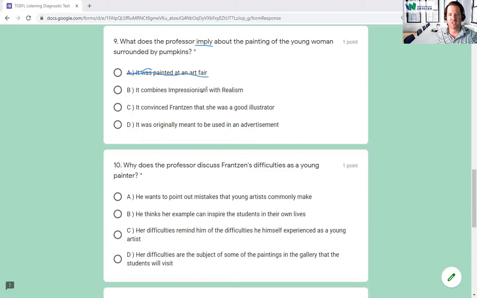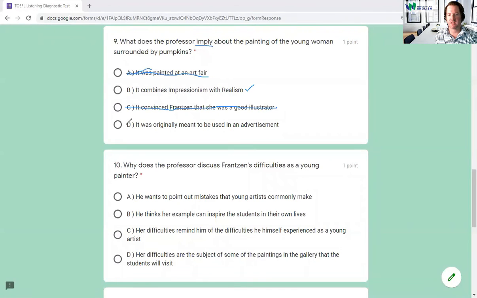It combines Impressionism with Realism. Yeah, this one they mentioned different aspects, right? So realism in the face. However, in the background, they said it was more broad brush strokes, so that's going to be Impressionism. Let's look at C. It convinced Franson that she was a good illustrator. No. They did mention that while she was advertising, she was a very good illustrator, but not this painting.